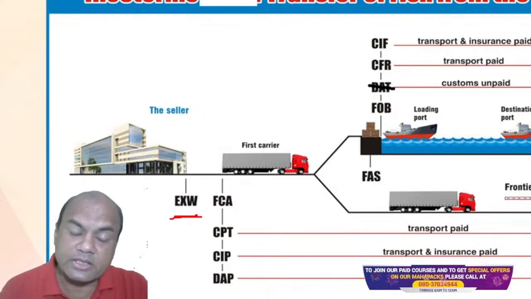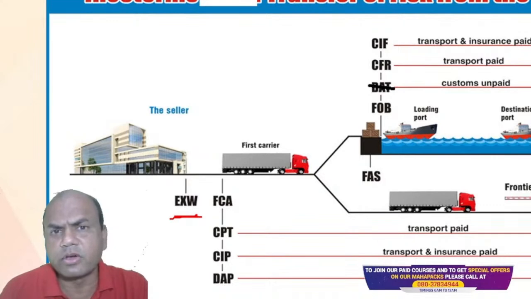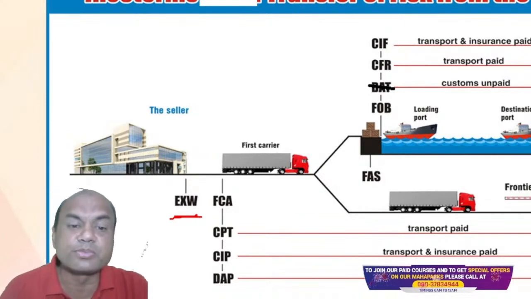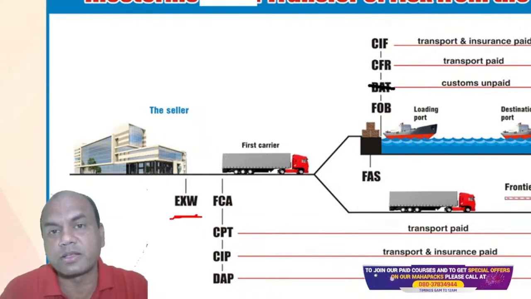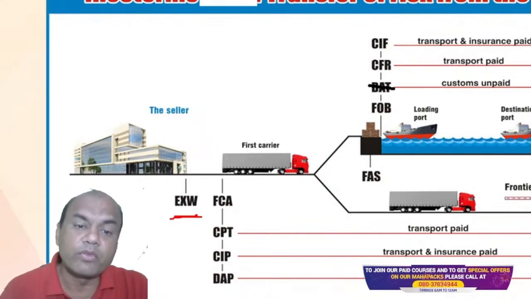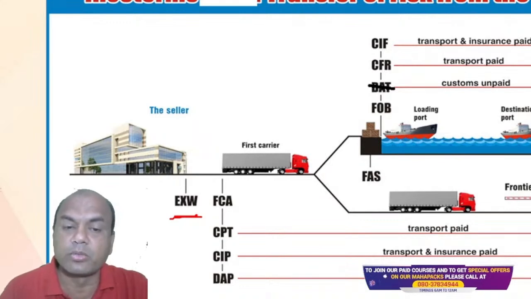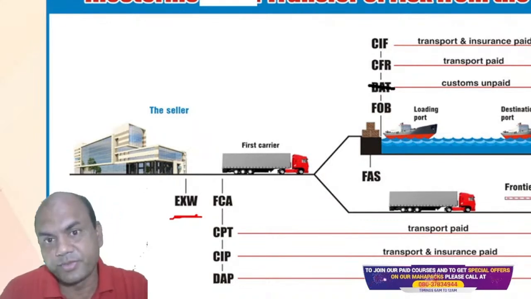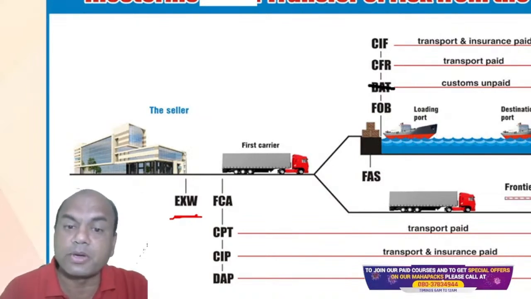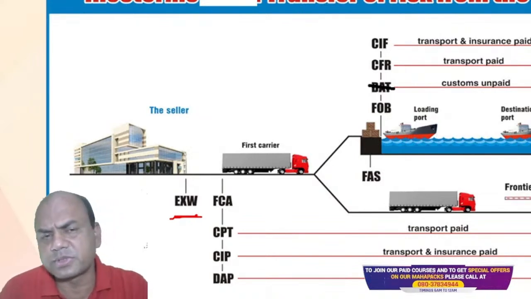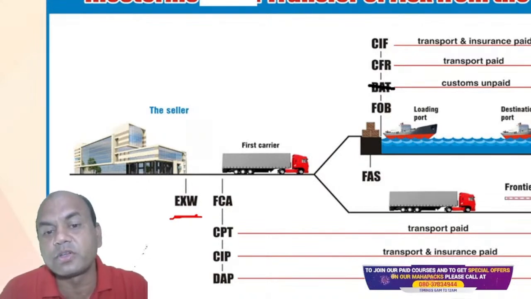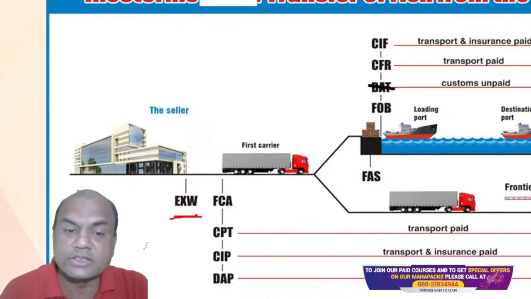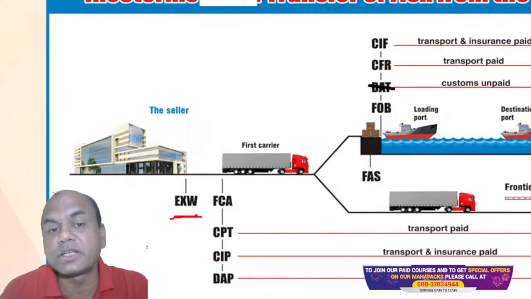This is the best Incoterm for any seller. Always. Why? Because here the responsibility of the seller is up to what? Up to the gate of his factory. That's it. From here, everything is on the buyer. Tomorrow, if while taking the goods there is an accident or some robbery, then the seller is not responsible. Seller says, okay, I have given the goods as per my terms and conditions. Now it's your responsibility. So this is known as EX Works, the best Incoterm for the seller.